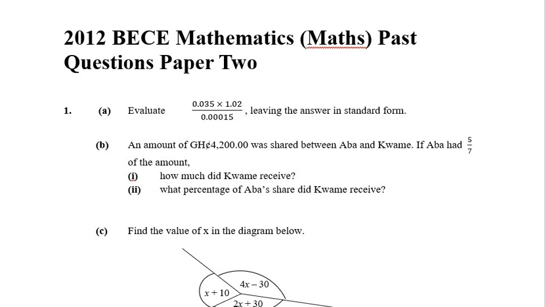Now, without wasting my time, let's get straight into it. Question 1 for BECE 2012 says that we should evaluate 0.035 times 1.02 over 0.00015, leaving your answer in standard form.